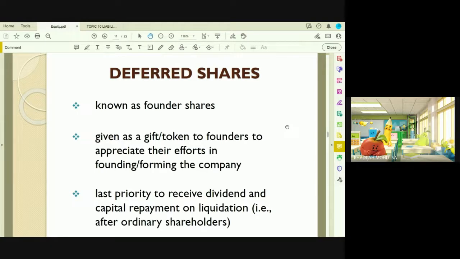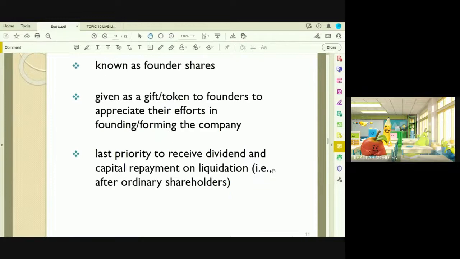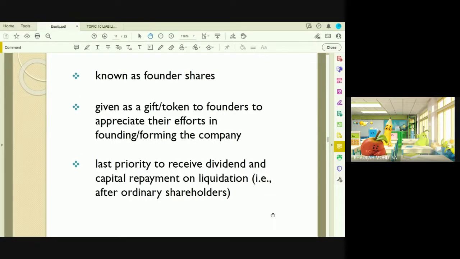All right, deferred shares are the third type of shares, known as founder shares, given as a token to founders to appreciate their efforts in founding or forming the company. They are the last priority to receive dividend and capital repayment on liquidation, right? It means that the rank is that the first one would be the preference shares, the second one is the ordinary shares, the third one would be the deferred shares.